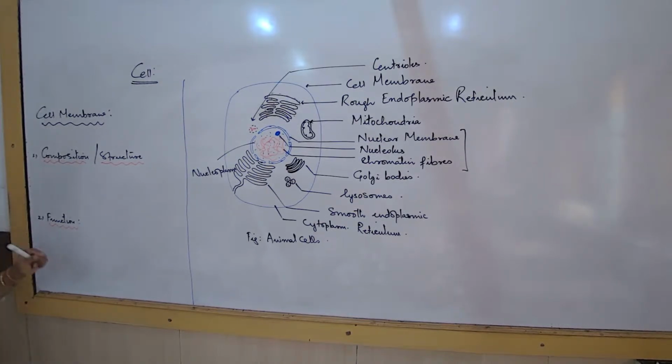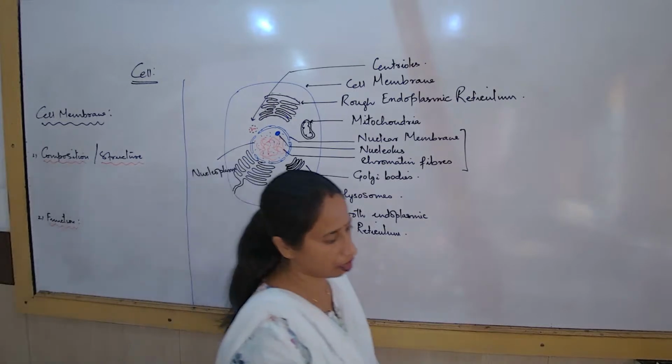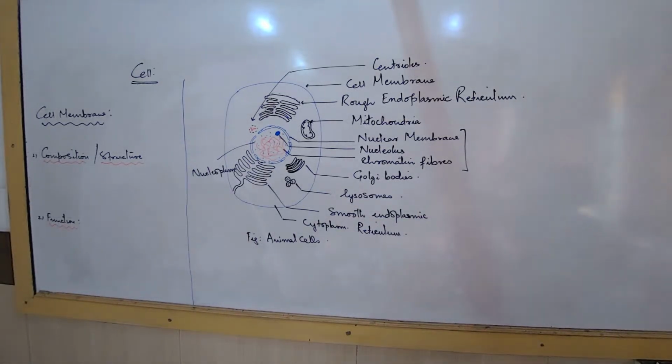Composition of the plasma membrane. Now, if I magnify a small portion of the plasma membrane, we get to see that the plasma membrane is actually made up of various different types of substances. Certain types of lipids, certain types of proteins are there.